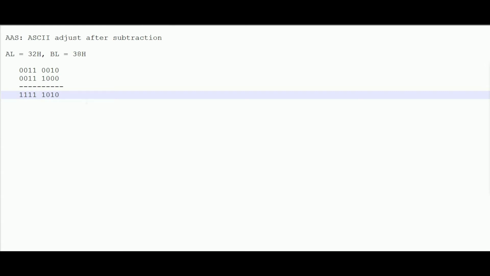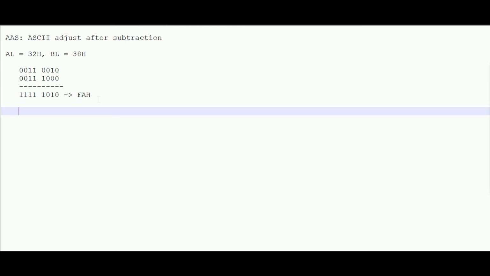Now see here, while subtraction is being performed, your carry flag will act as a borrow flag. So in this case, your carry flag will be set, and that is why you have all four ones here and 1010. So if we convert this, what do we get? We get FAH. Now when the AAS instruction is executed after your subtraction, it will again follow the same algorithm.